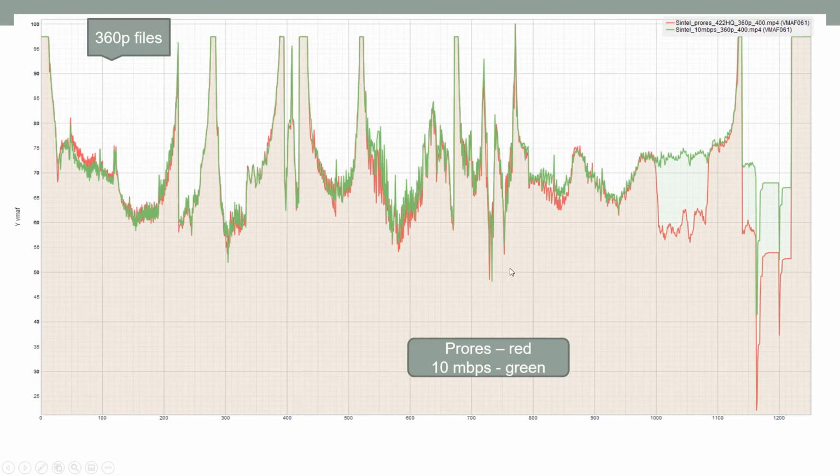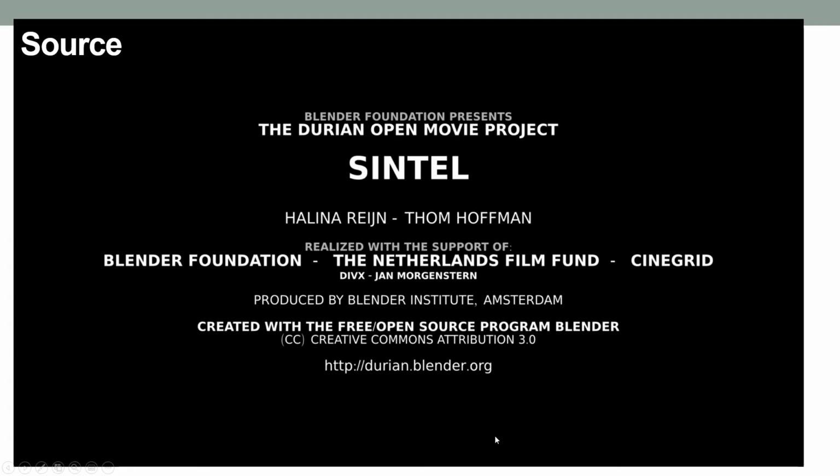And we see 3 areas where there's significant divergence. Here we see ProRes dropping significantly. Here we see it dropping again. And here's where we see 2 drops where the 10 megabit per second file is also pretty low quality. So we're going to look at all these frames.